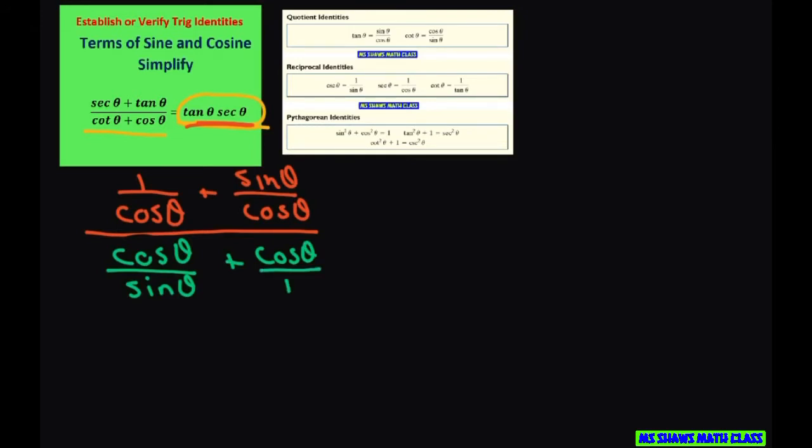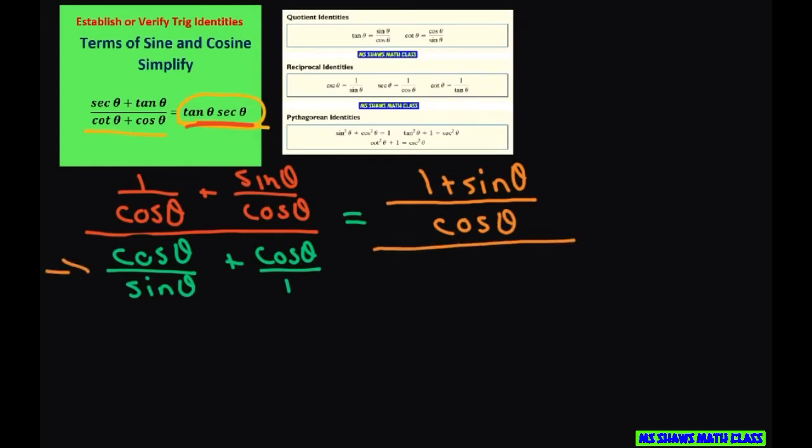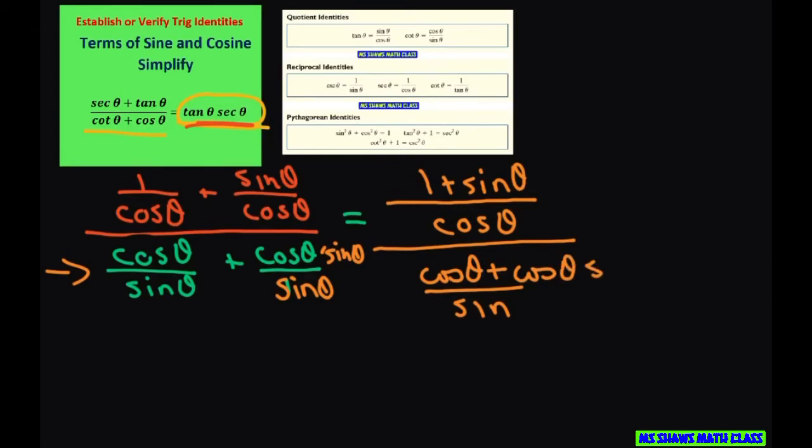Now let's go ahead and simplify this. Our numerator is going to be 1 plus sine of theta, over our denominator, cosine of theta. Our denominator here is going to be sine, so we want sine here. Means I need to put a sine here. If I have this as a sine, I need to multiply this by sine. So what we get is cosine of theta plus cosine of theta times sine of theta.